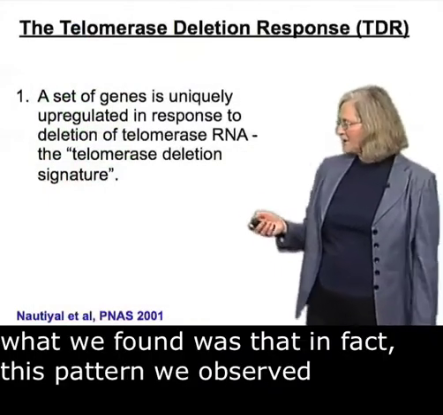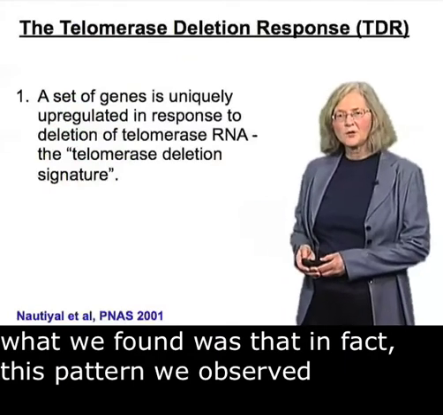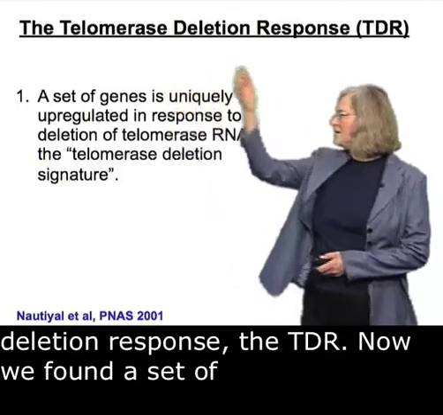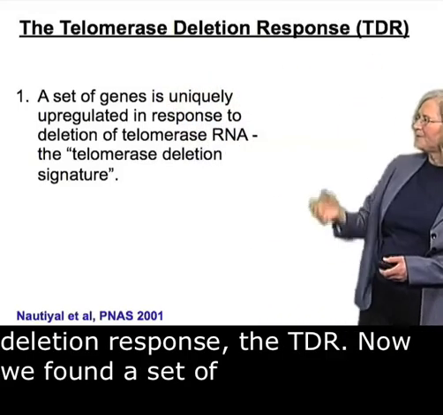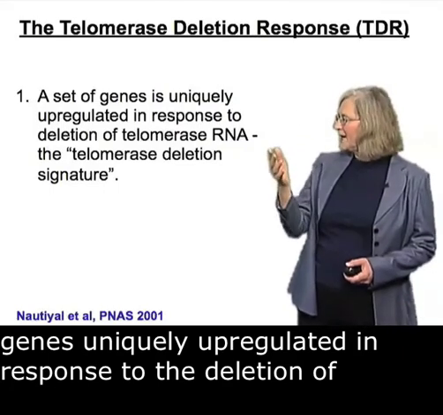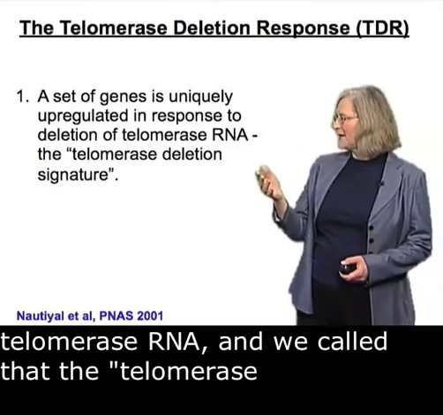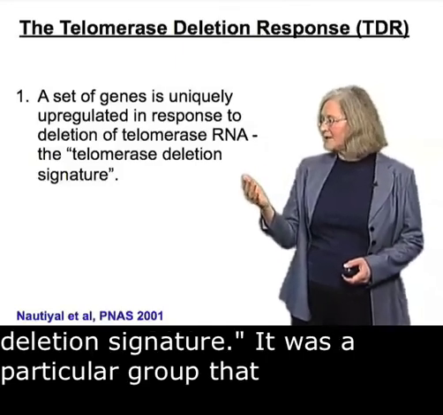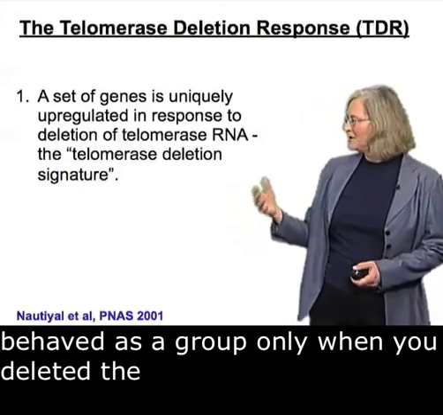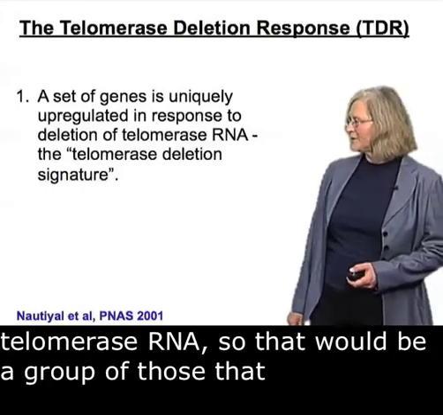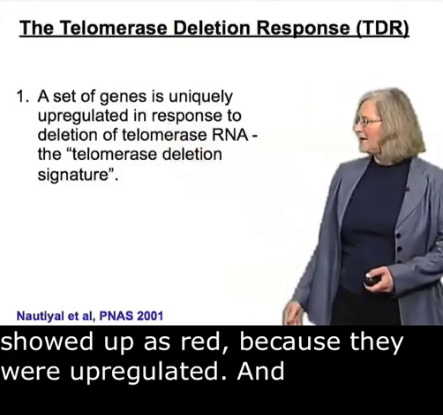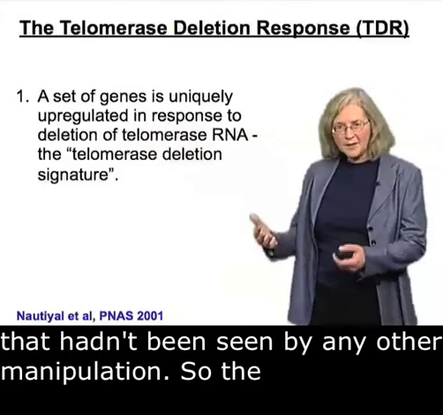So what we found was that, in fact, this pattern we observed was unique, and we gave it a name, the telomerase deletion response, the TDR. We found a set of genes uniquely upregulated in response to the deletion of telomerase RNA, and we call that the telomerase deletion signature. It was a particular group that behaved as a group only when you deleted the telomerase RNA. So that would be a group of those that showed up as red because they were upregulated. And that hadn't been seen by any other manipulation.